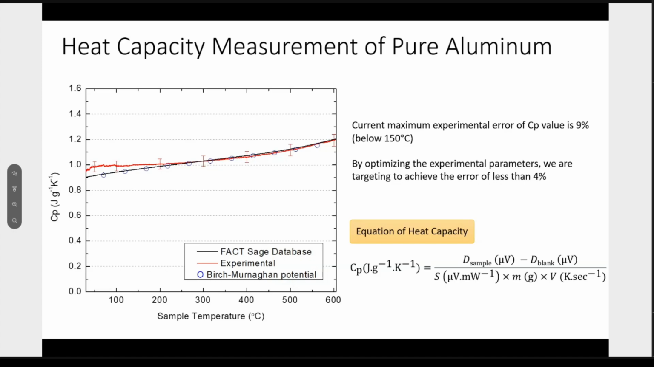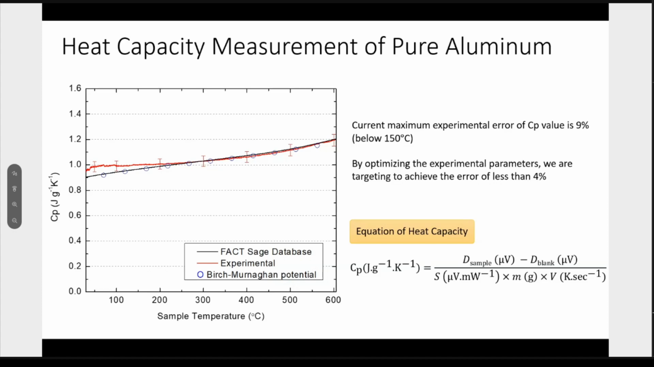The agreement is very good at temperatures higher than 200 degrees Celsius. However, the maximum error at lower temperatures, below 150 degrees Celsius, is about 9%, which needs to be improved. Because this system is really designed for high temperature measurement, the heating by radiation below 150 degrees Celsius is not really stable. This is the problem, and we are currently working to solve it.